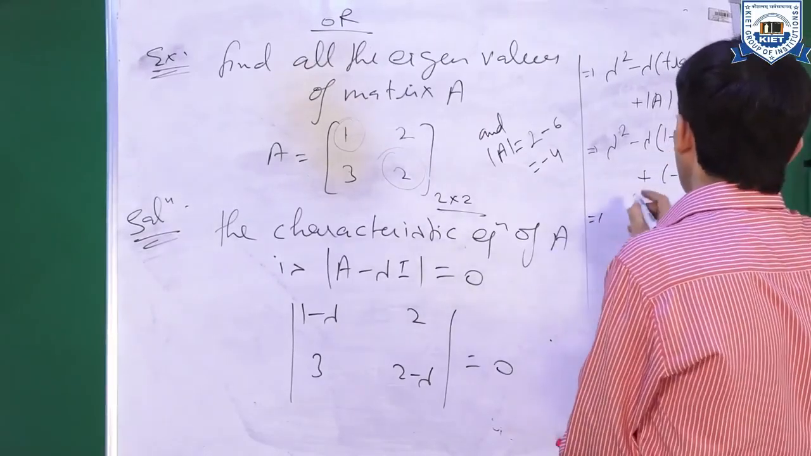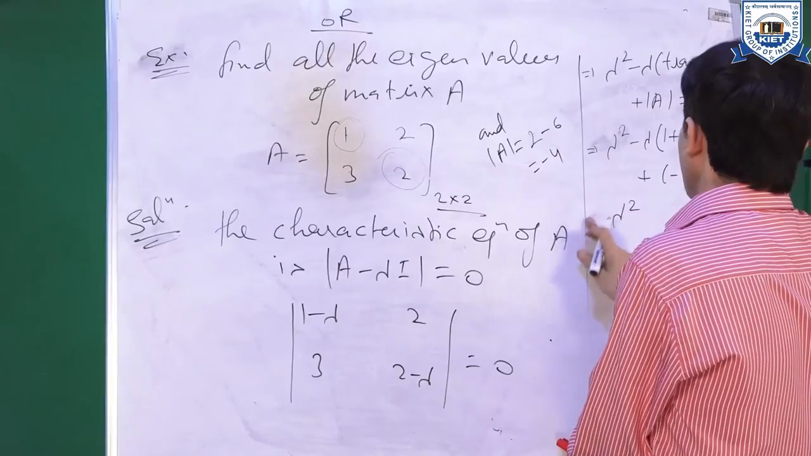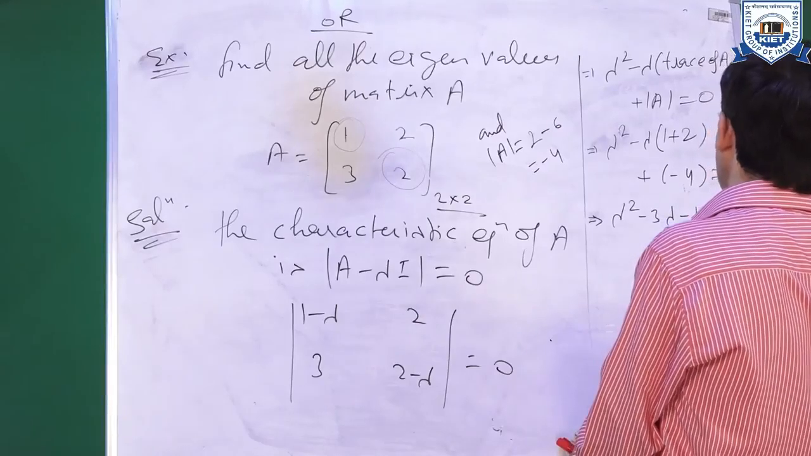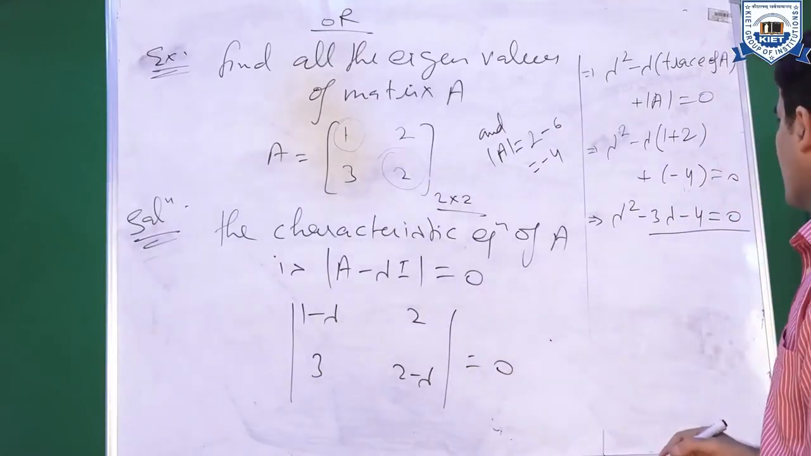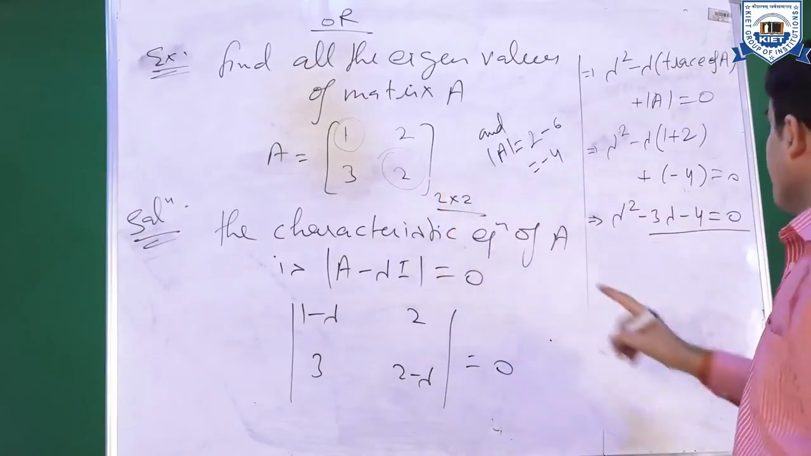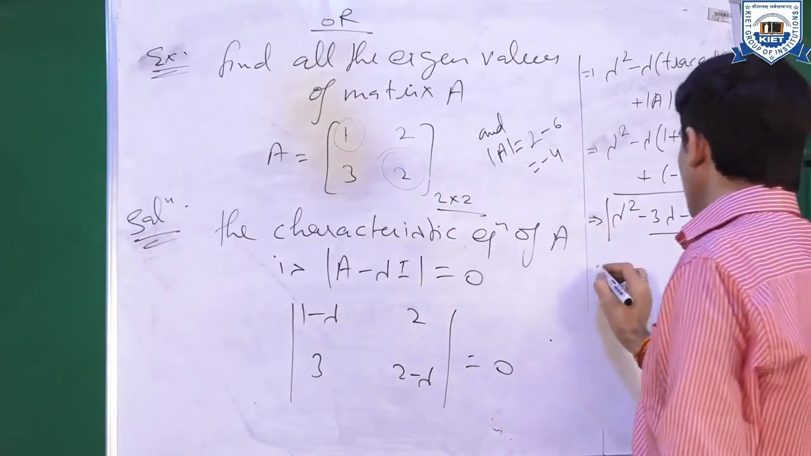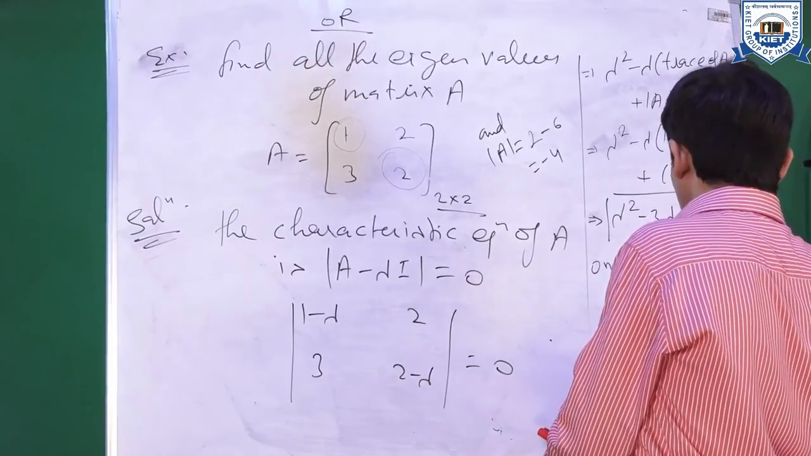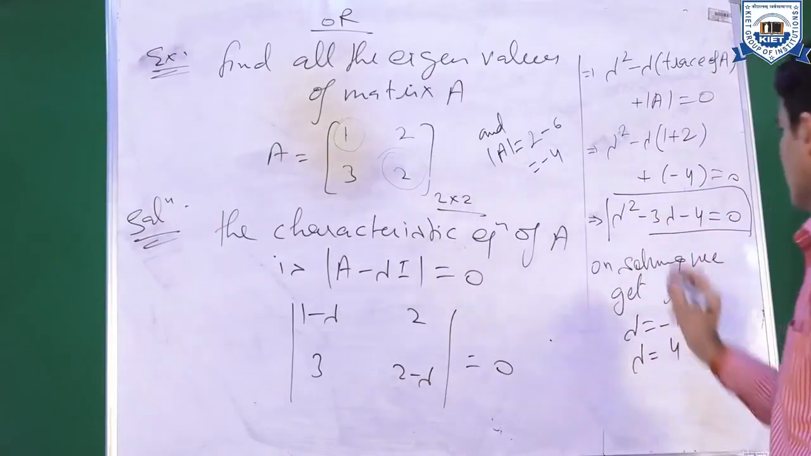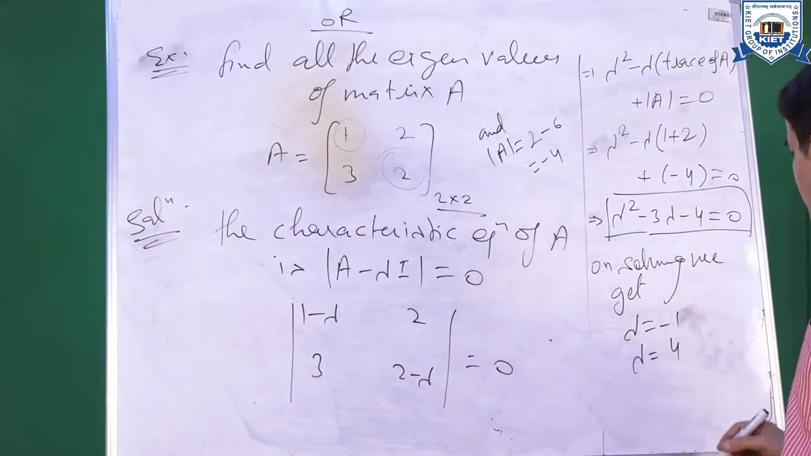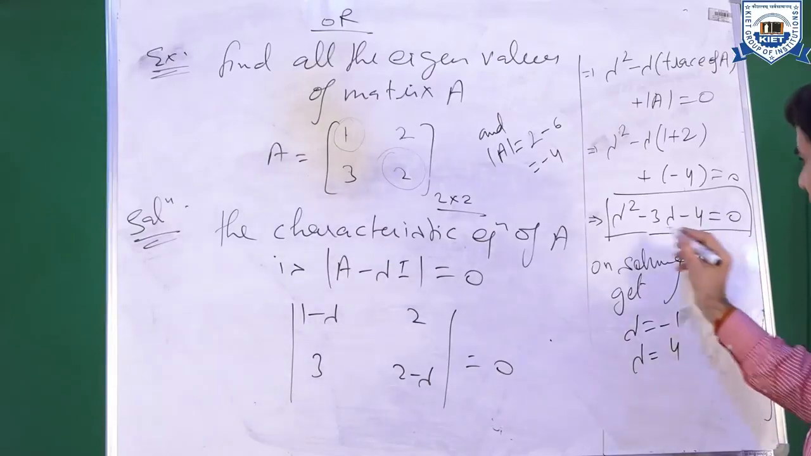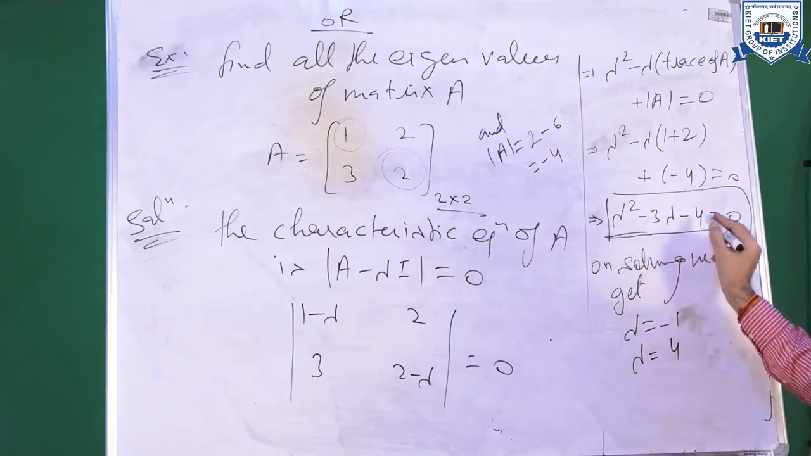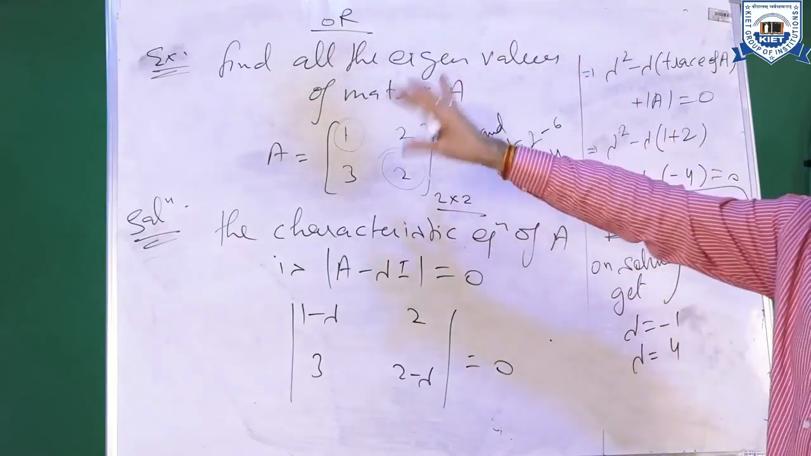which is 2 minus 6, that is, minus 4. Therefore, we have the characteristic equation of matrix A: lambda square minus 3 lambda minus 4 is equal to 0. This is the characteristic equation of this matrix. On solving this equation, we will get lambda is equal to -1 and lambda is equal to 4, because we have already solved this equation, lambda square minus 3 lambda minus 4 is equal to 0, in the previous technique.